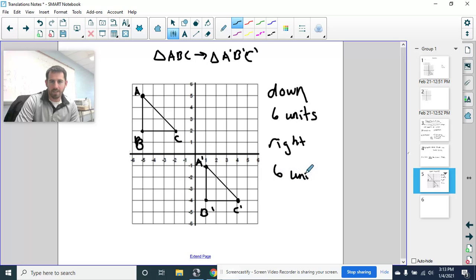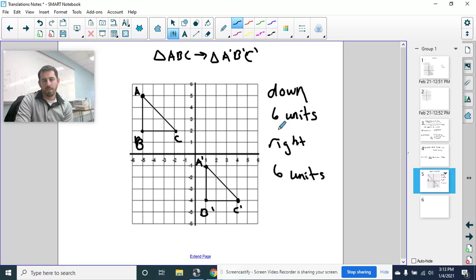Now, it does not matter which one you say first. You could have said right 6 units, because maybe you want to put the X first, like you'll see when we get to level 3. But when you're describing it like this, it does not matter what you say. You could have said right 6 units and then down 6 units, whatever it may be.